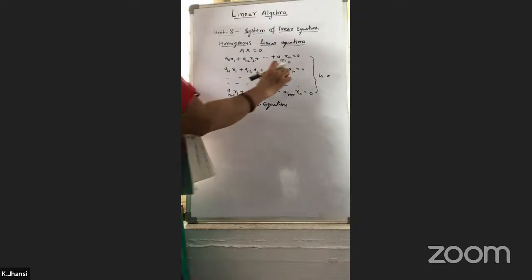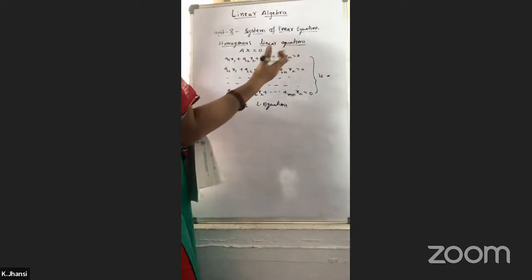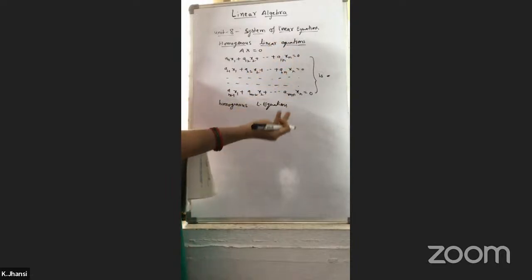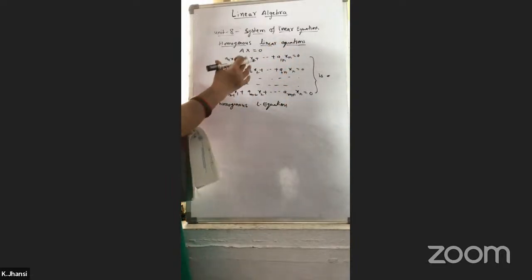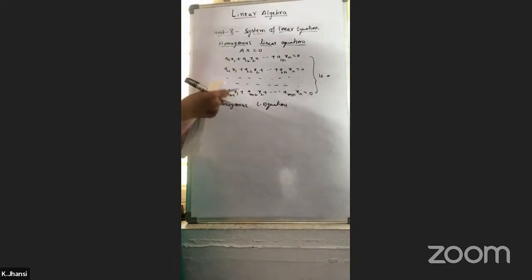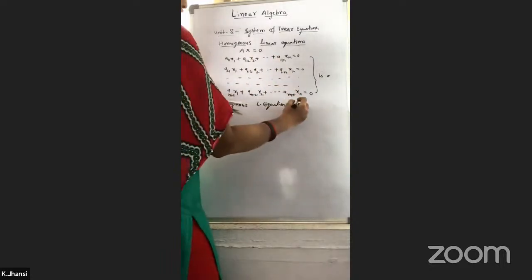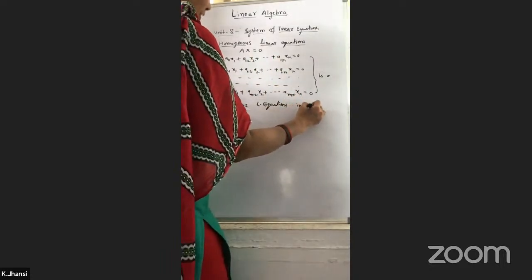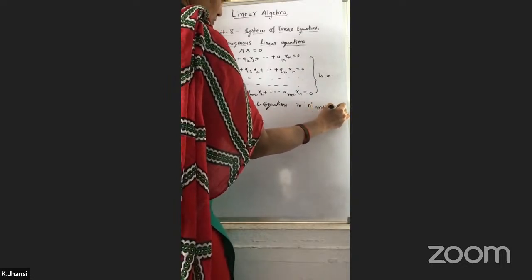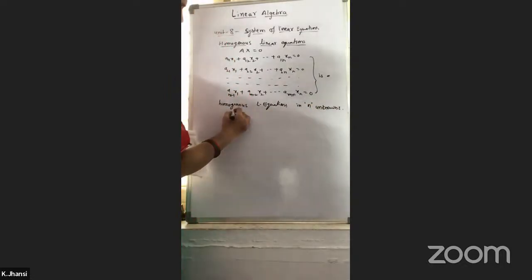Here, whatever xn is there, so if x1, x2, x3, x4 is there, it means 4 unknowns are there. So how many variables are there in the given linear equation, we call them the unknowns of the given linear equation. Okay. So these are homogeneous equations in n unknowns, that is x1, x2 up till xn, like this.